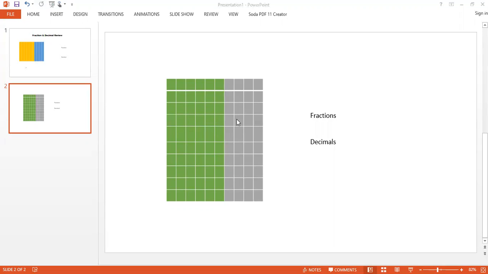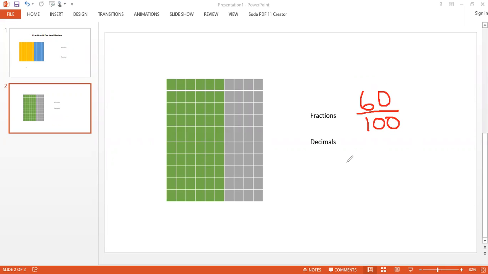equal squares. However, we have a few of them shaded. Let's count how many are shaded. 1, 2, 3, 4, 5, 6, and we know that there are 10 down. So 10 times 6 is what? 60. Very good. Let's make our fraction. Our fraction would look like 60 over 100. That's what our fraction would look like.